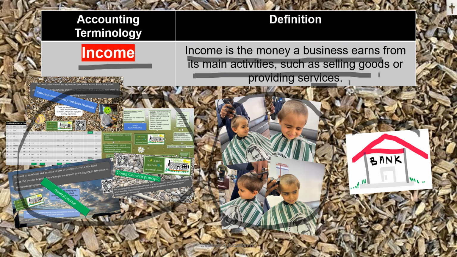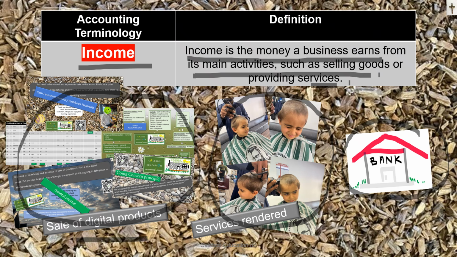You can earn income from investments. So here are three ways in which a business can earn income. Sale of digital products, services rendered, investments. That's how you can earn income, three ways. You can have commission received as well.